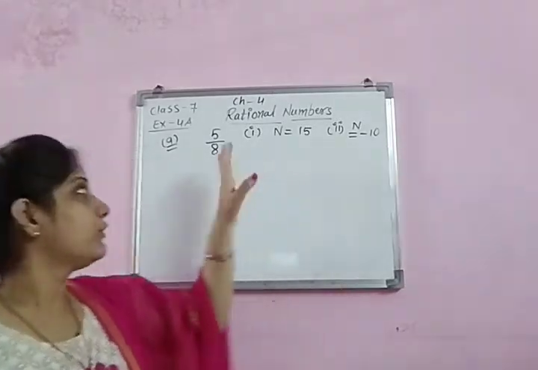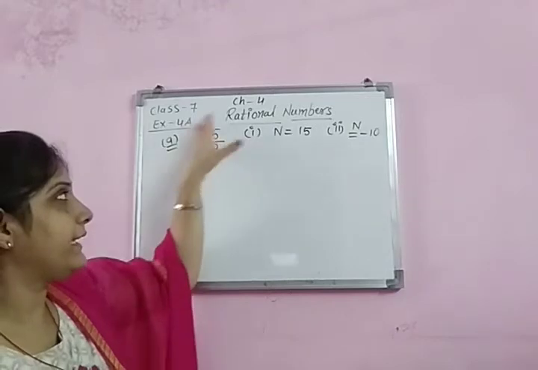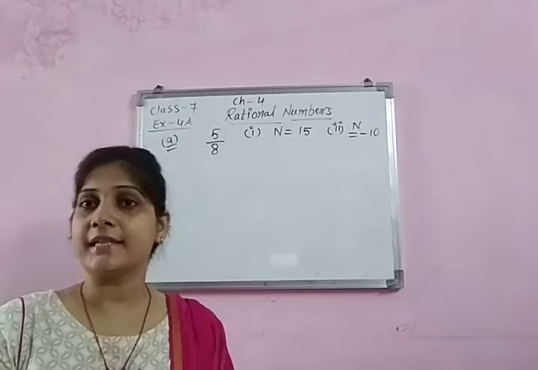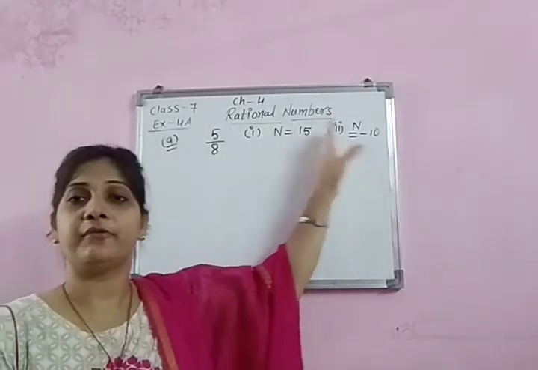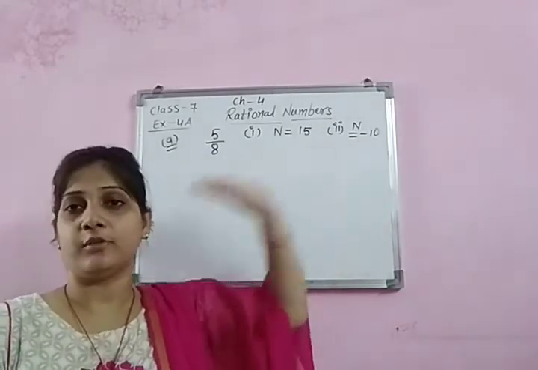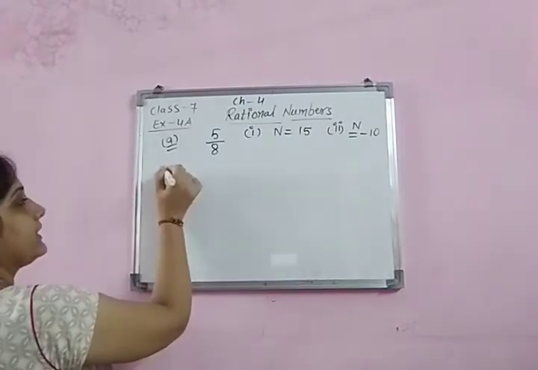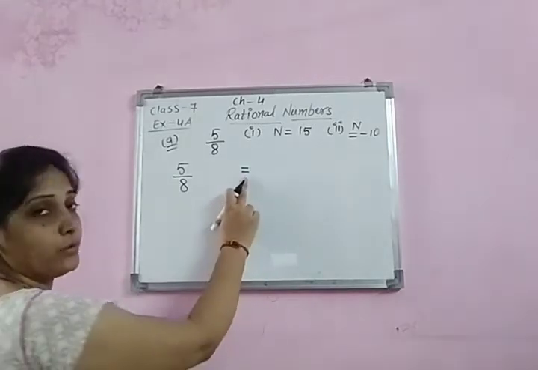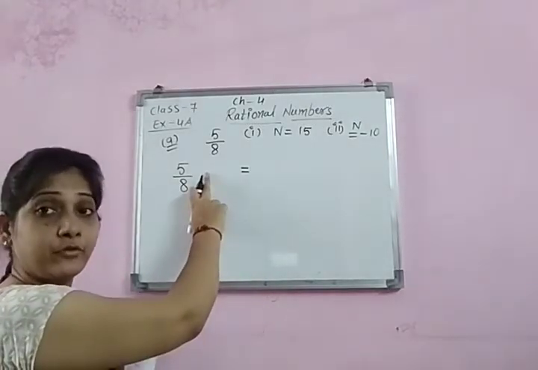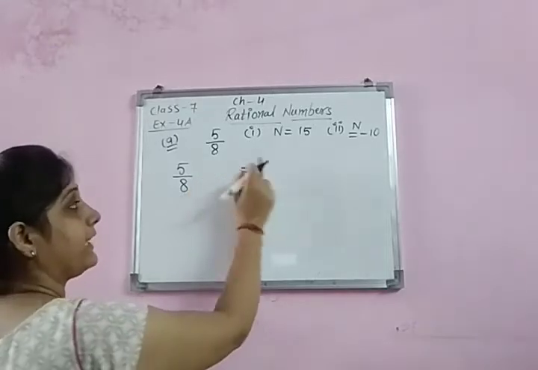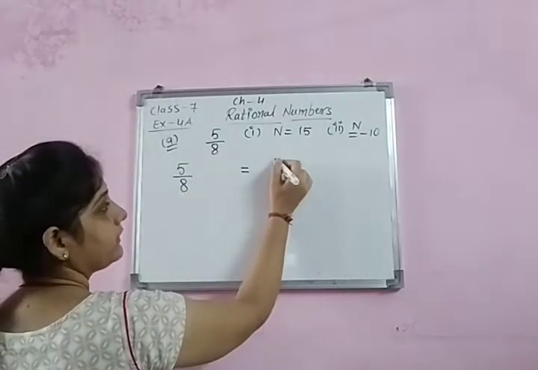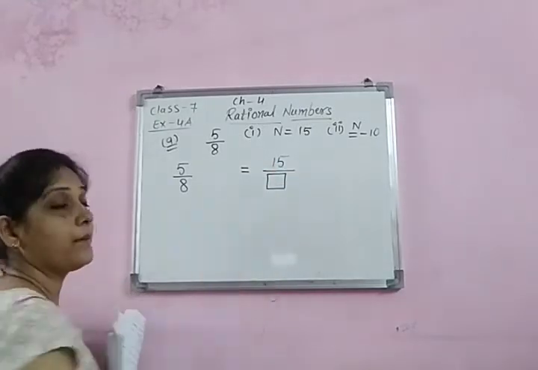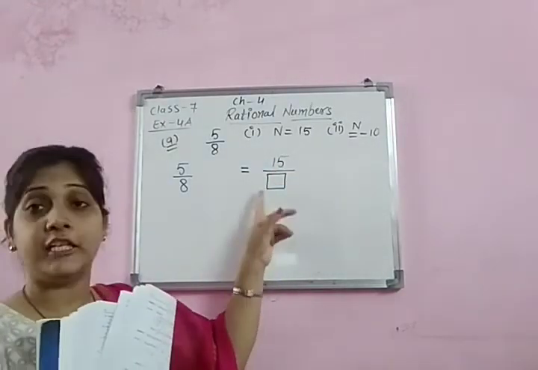Okay, so what we have to do, children, is find an equivalent rational number of 5 by 8. We know how to find equivalent, but the condition is that the numerator should be 15 in the first part and in the second the numerator should be minus 10. So let's see. 5 by 8. I have to find this equivalent, so I leave some space because I have to write by what number I have to multiply. So equivalent, and the numerator is 15. The numerator is written on the upper side, and we don't know what will come in the denominator. That number we need to find.